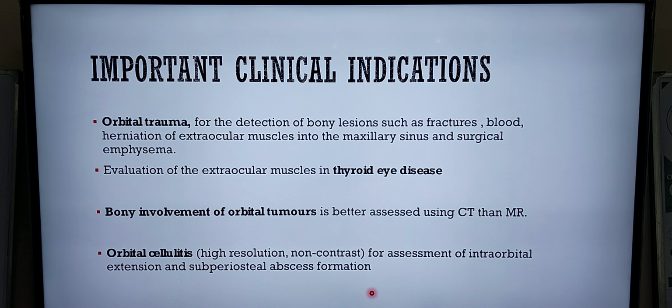Also, in the evaluation of extraocular muscles and thyroid eye disease, CT is the best investigation. Bony involvement of orbital tumors like bony impingement and bony erosion can also be assessed better using CT than MR. Orbital cellulitis uses high resolution non contrast CT scan for assessment of intraorbital extension and subperiosteal abscess formation.